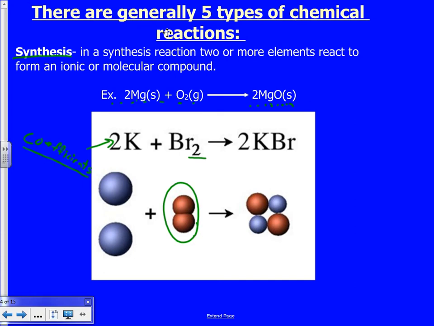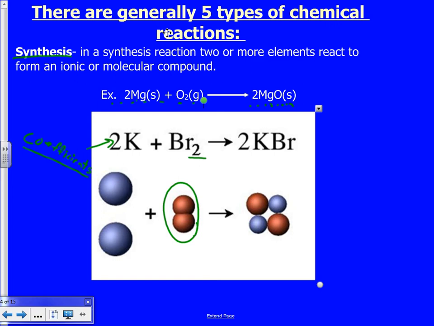All right, so in a synthesis reaction, 2 or more elements react to form a molecular compound. Now we know why bromine had a 2 here. Bromine is one of the molecular element pairs. It always bonds with itself. Now, after the reaction, I get 2 molecules of potassium bromide. So there's a bromine and a potassium, and a bromine and a potassium. Everybody with me there? All right, so synthesis reactions are pretty easy. 2 things go together to form 1 compound. 2 elements to form 1 compound.